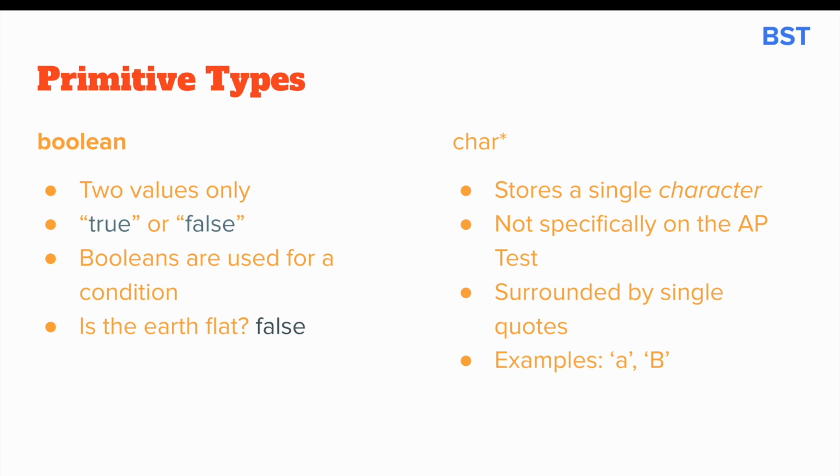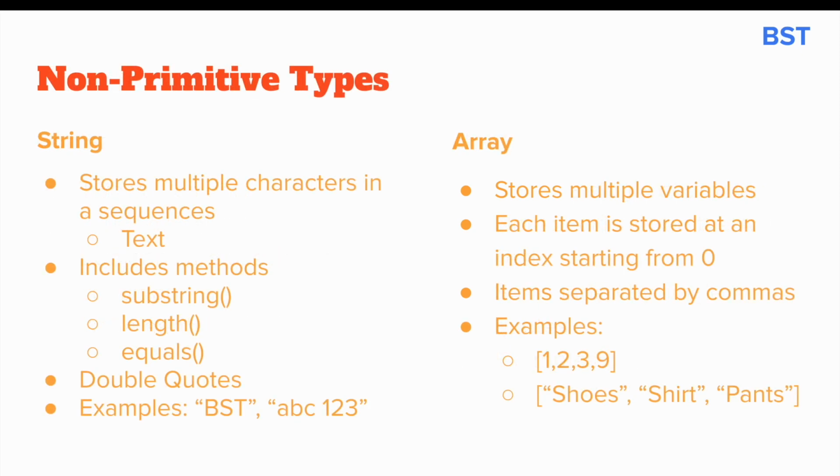And then the special one, char, or character, stores a single character of information. It just stores A, B, C, D, or like 1, 2, 3, and it's surrounded by single quotes. This is important because of our first non-primitive type, string. String stores multiple characters in a sequence. So multiple of those char types is basically hidden within it. But this is used for general text, and this is really important for the test.